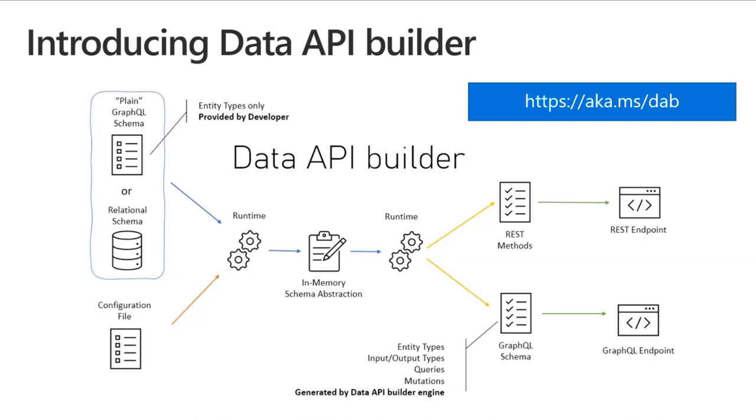Then Data API Builder starts, reads the configuration file, and reads the metadata, which is basically the relational schema from Azure SQL in our case, but we also support Postgres, MySQL, and Cosmos DB. For Cosmos DB, you need to provide a GraphQL schema, because we need a schema. And then once we have all this information, we just expose the REST and the GraphQL schema. Now, this is going to be kind of obvious.